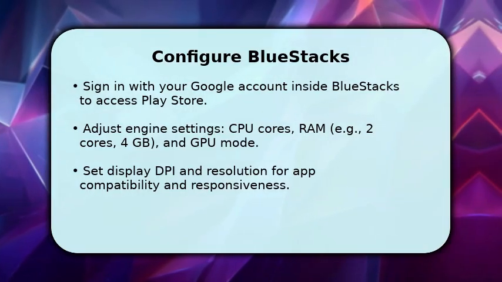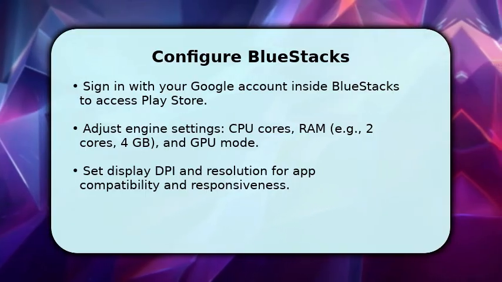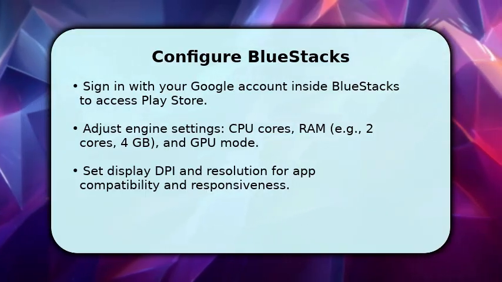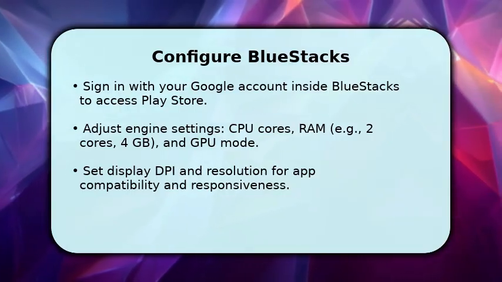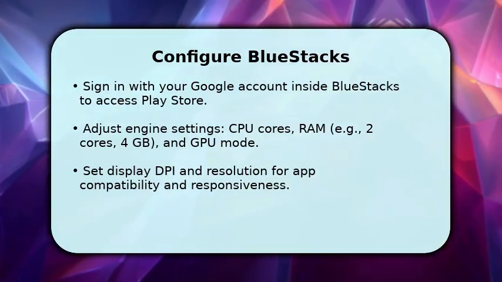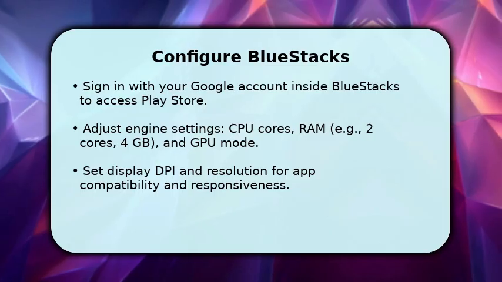Make sure to open Settings, right arrow, Engine, and allocate CPU cores and RAM. For most HP laptops, set 2 cores and 4 GB RAM for balance. Also enable GPU mode for smoother graphics.